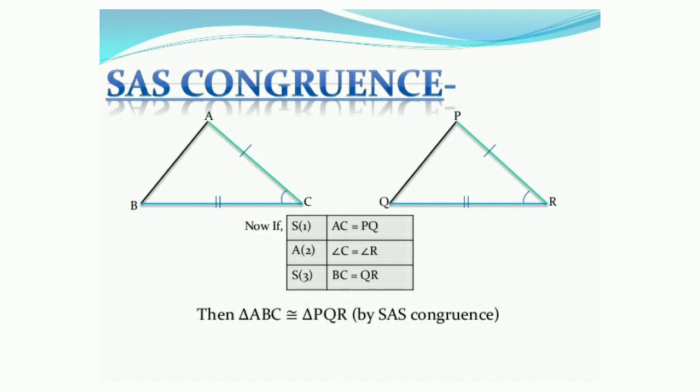SAS means side, angle, side. See the picture. ABC is a triangle and PQR is another triangle. Here, given that BC equals QR, AC equals PR, and angle C equals angle R. Here we have to take two sides and their included angle, not other angles. Only if two sides and the included angle of both triangles are equal, then we can say these two triangles ABC and PQR are congruent.